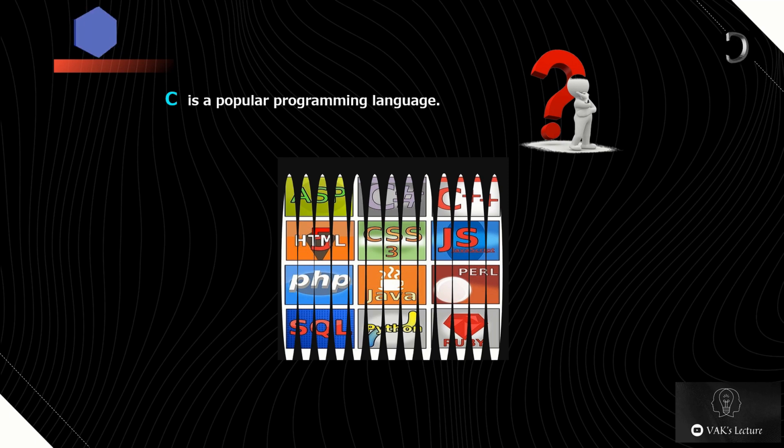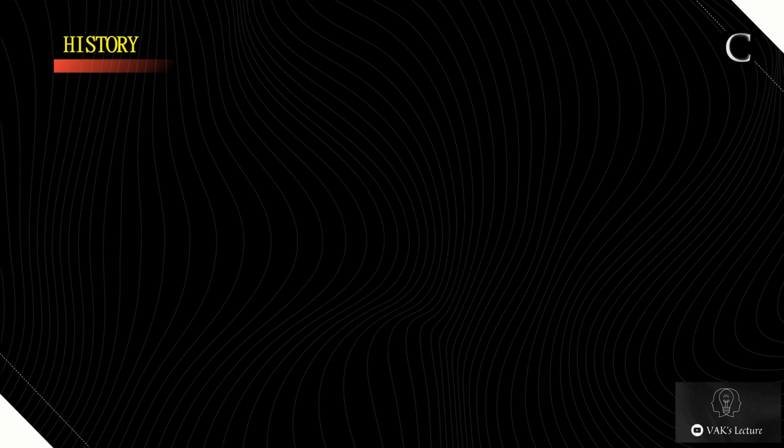Before going to discuss C programming language, we have to know the history of C programming language. Now let us see. For every discovery, there is a history. For example, light, aeroplane, telephone, etc. All are having some history. Similarly, C programming language is also having some history.